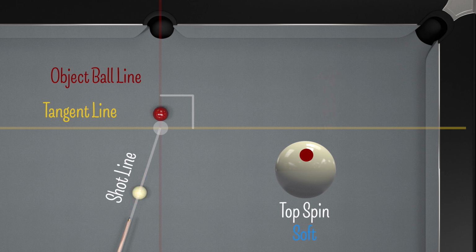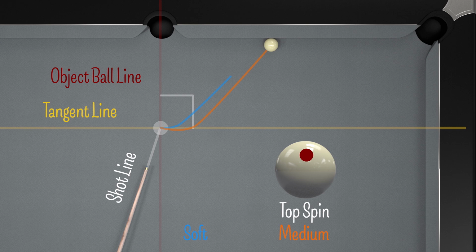When played softly from a narrow angle, the cue ball starts out on the tangent line but then quickly rolls forward from that line because of the forward spin. If we play the shot at a medium pace, then the ball stays on the tangent line for longer before the spin takes hold and pulls the ball forward.